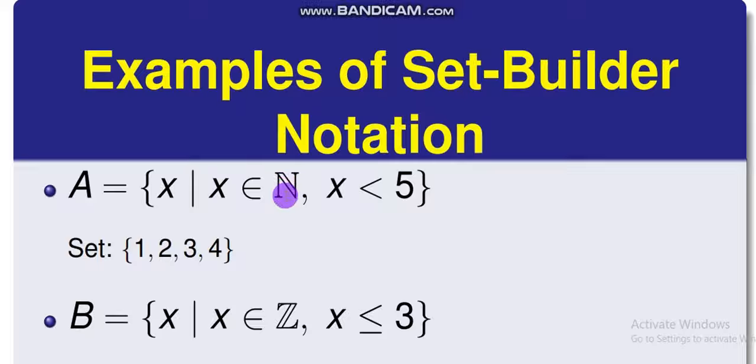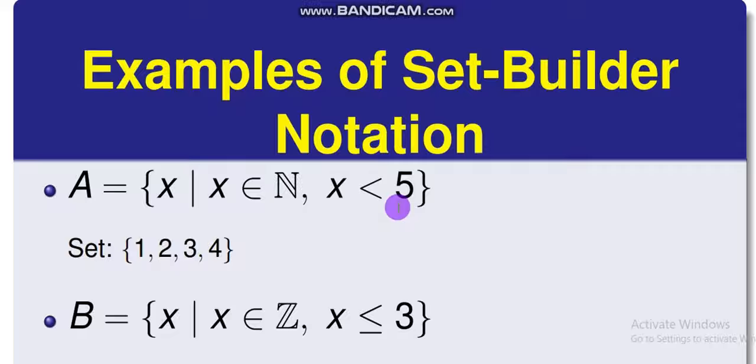Natural numbers are counting numbers: 1, 2, 3, 4, 5. These numbers, we call them natural numbers, the numbers you use in counting. They are not decimal numbers, they are not negative numbers, and 0 is not included, because you don't count from 0, you count from 1, right? So 1, 2, 3, 4. It means the first condition that our set must satisfy is that it has to be a counting number. The second condition is that it should be less than 5.